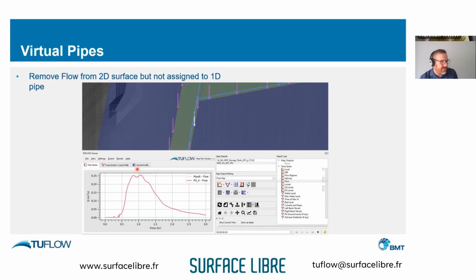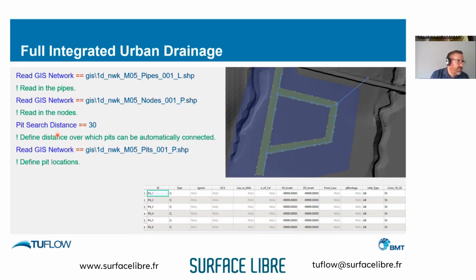So you can see here, this is the flow captured through this virtual pit inlet. The blue line is the flow through the pipe, and we can see that's 0. What we can do is use the pit layer in conjunction with my pipe network.